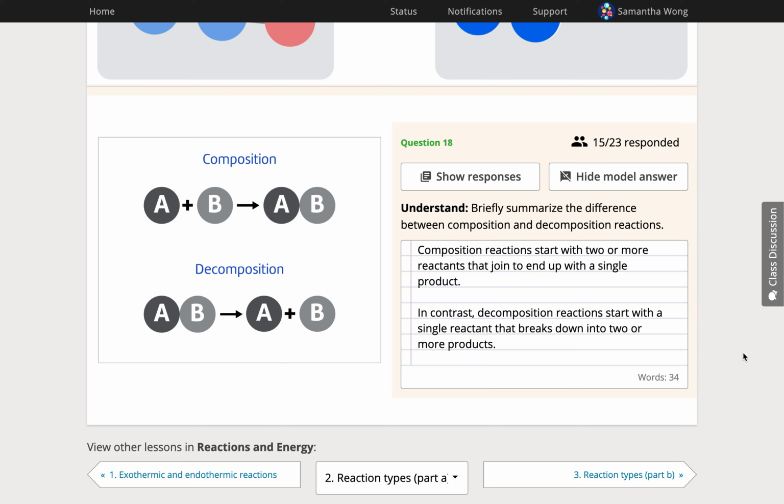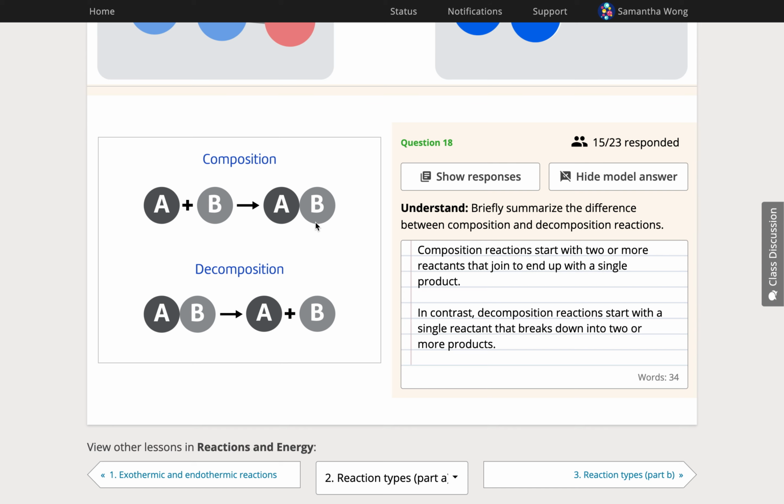So an example I was giving some of the students was for a composition reaction. If you're at home, how would you make chocolate milk? You would use some chocolate syrup, so A, plus milk, B, to give you chocolate milk AB.